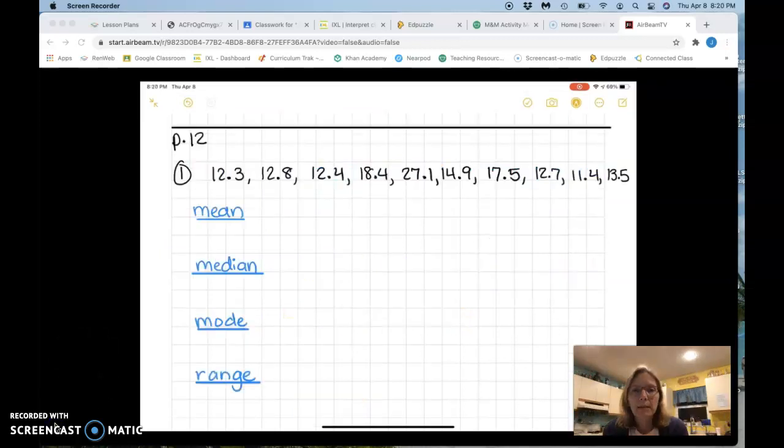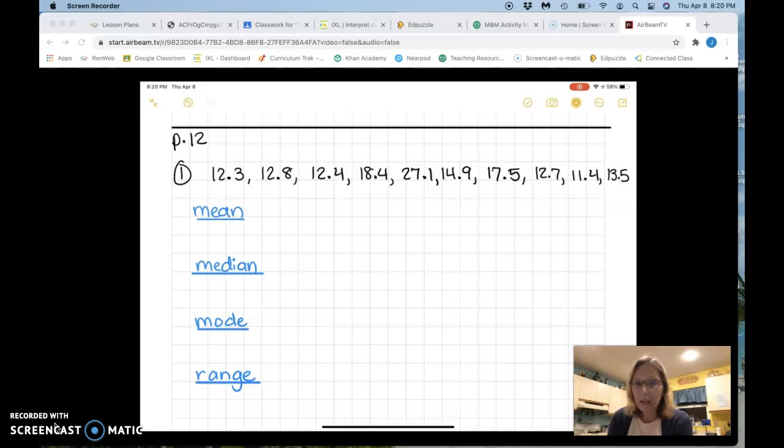We're going to look at an example from the book, page 12. It gives us this information. It says, Devon biked the following number of miles on each day of his trip. So here are all the different miles that he biked each day of his trip. And it wants us to find the mean, median, mode, and range of this data set.